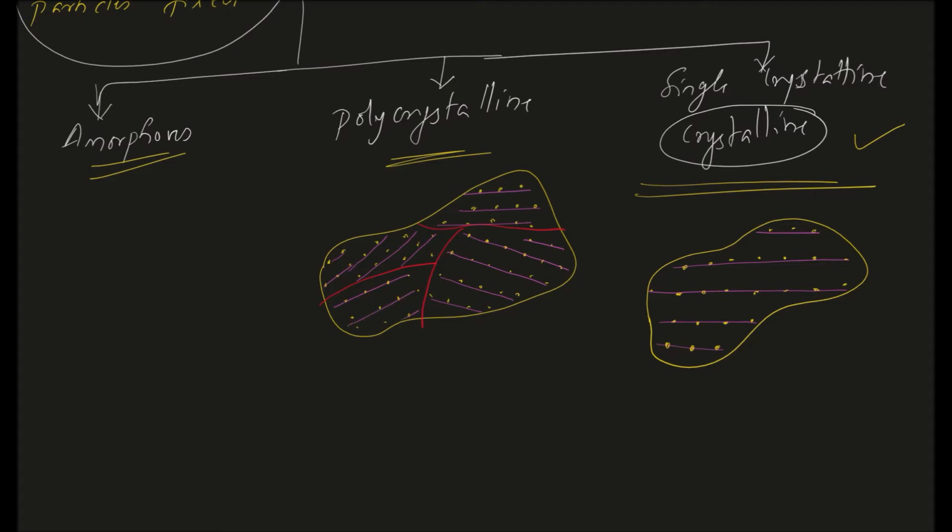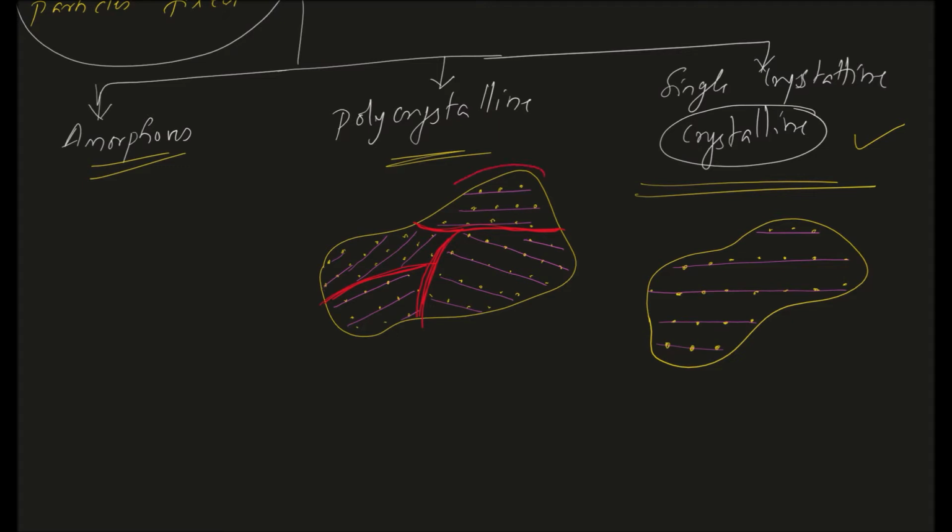Now here you can see that in polycrystalline materials also we have an ordered arrangement of the constituent particles of the crystals, but this ordered arrangement is not throughout the entire structure of the solid. See, we have a perfect ordered arrangement within a small region called the grains. Each of these are grains.